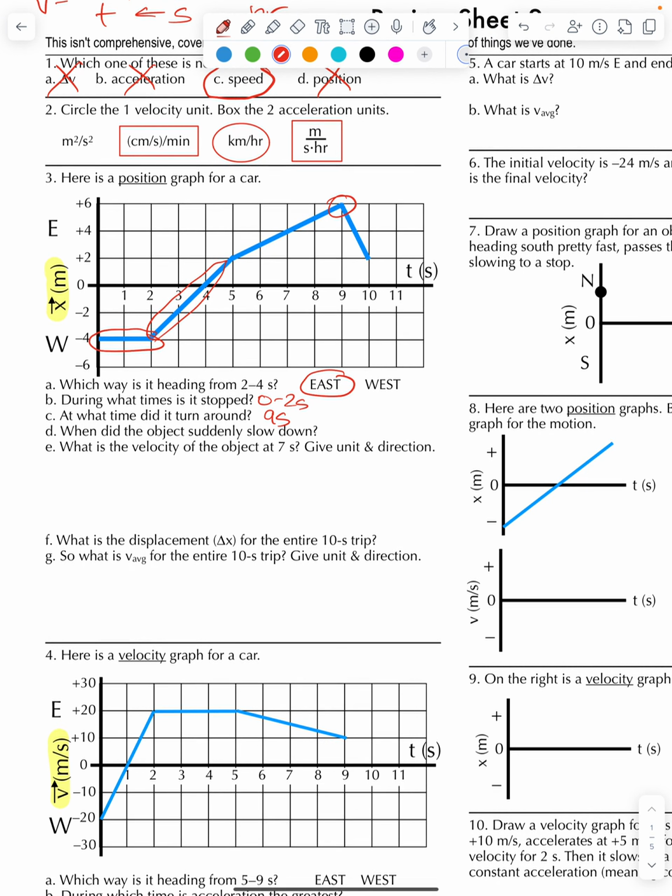When did the object suddenly slow down? So remember, on a position graph, the steepness tells how fast you're going. So right here, we go at a certain speed, which is related to its slope. But then notice at 5 seconds, our slope suddenly becomes smaller. So we've slowed down right at 5 seconds. We didn't slow down here at 9 seconds. We actually changed directions and sped up. So just at 5 seconds did we slow down.